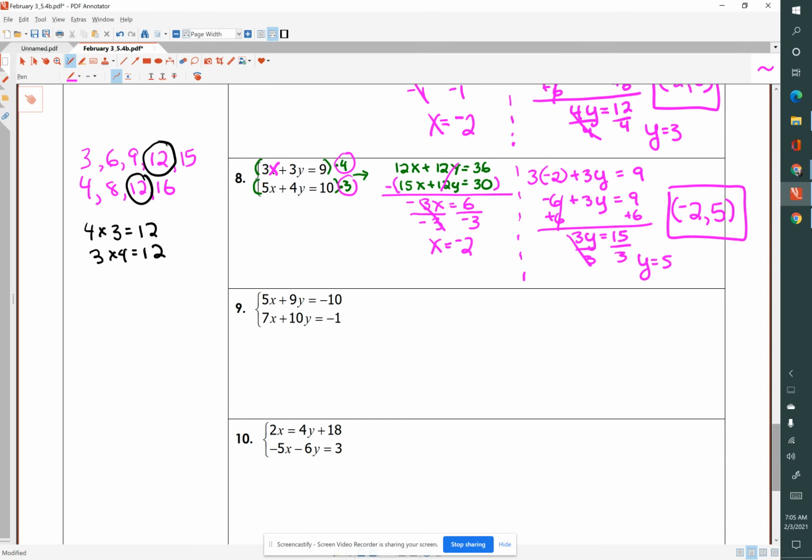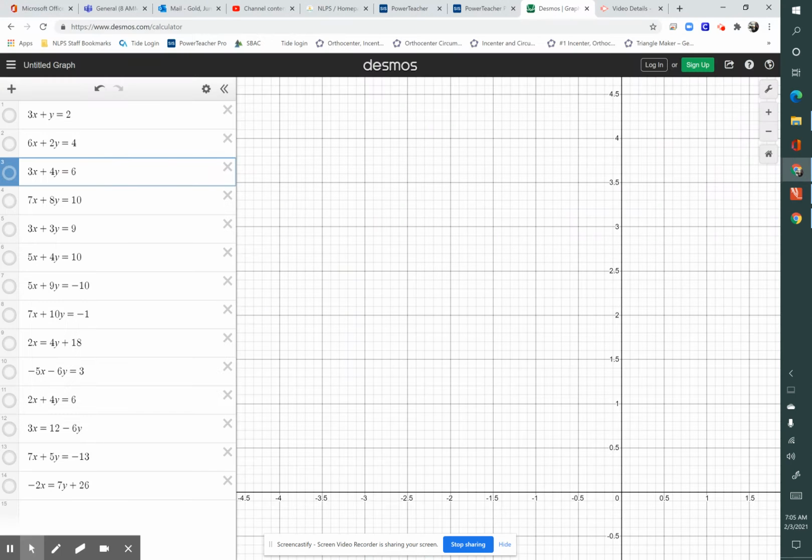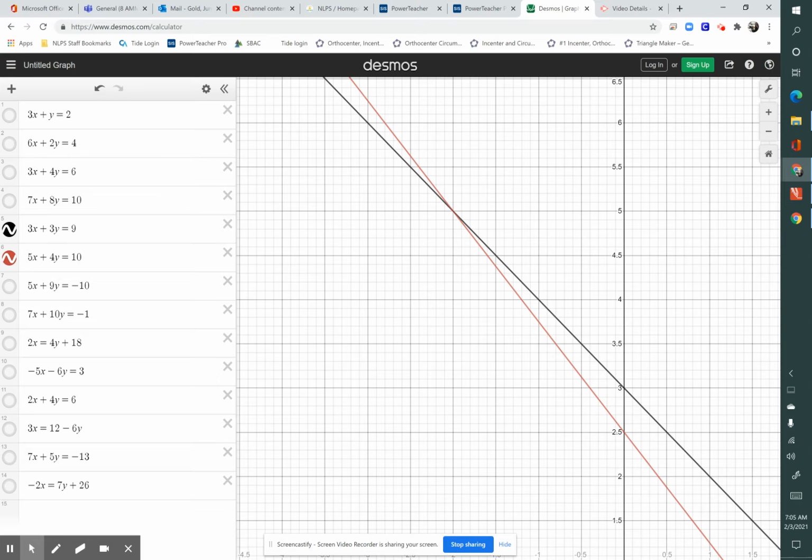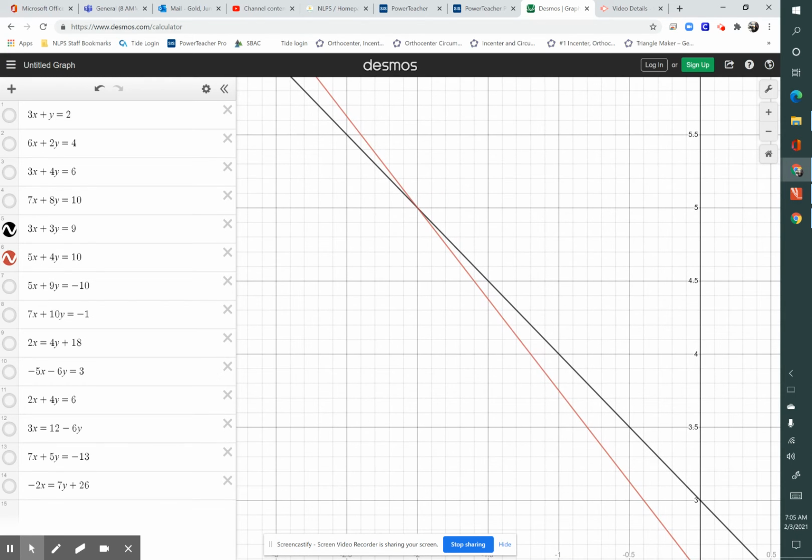And let's look at the graph. So our first equation was 3x plus 3y equals 9, and 5x plus 4y equals 10. There we go. And let's go to a place where we can see that easily. And there is our solution, negative 2, 5.